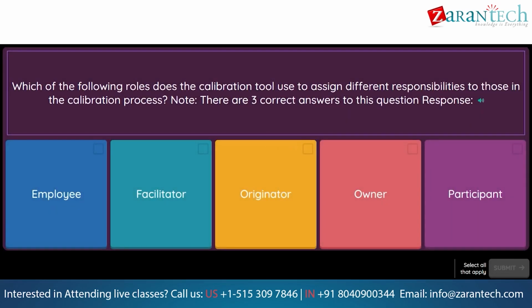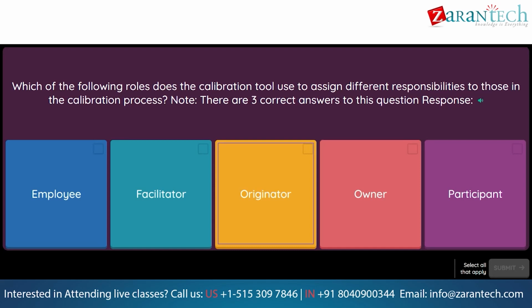Question: Which of the following roles does the calibration tool use to assign different responsibilities to those in the calibration process? Note, there are 3 correct answers to this question. Response: Option 1: employee, Option 2: facilitator, Option 3: originator, Option 4: owner, Option 5: participant.